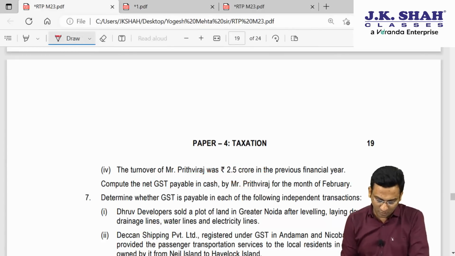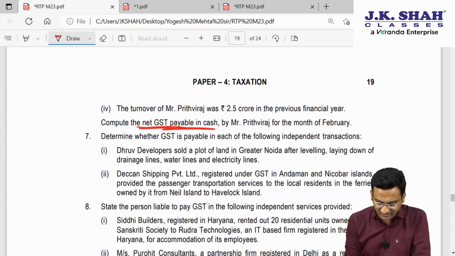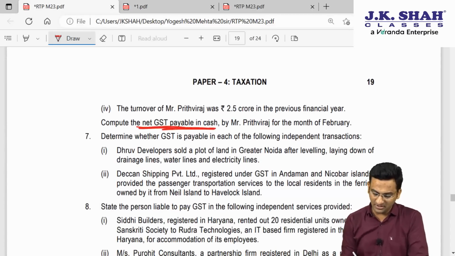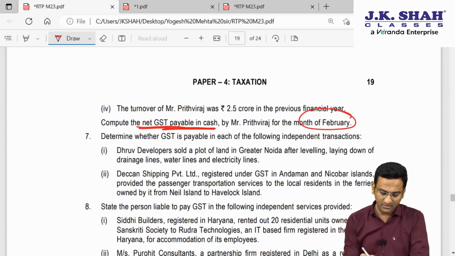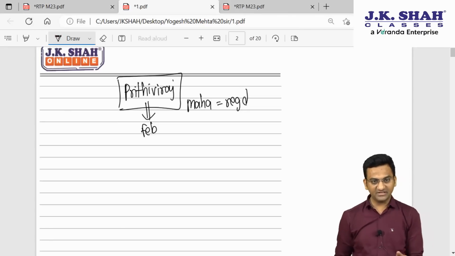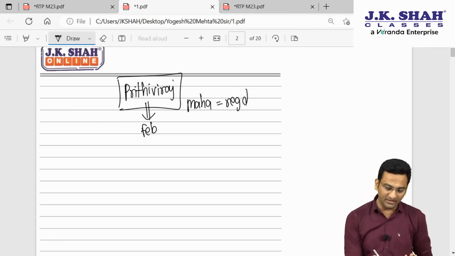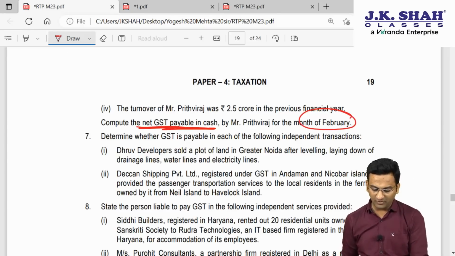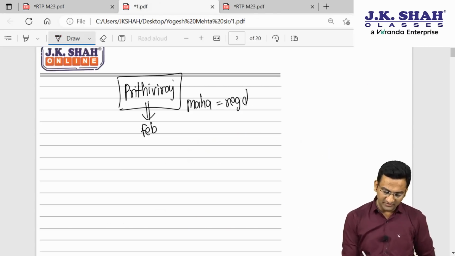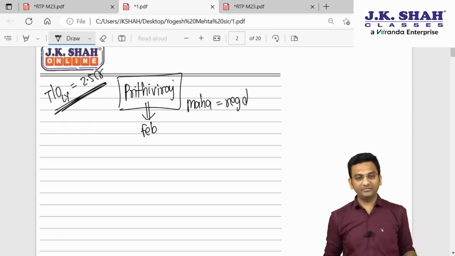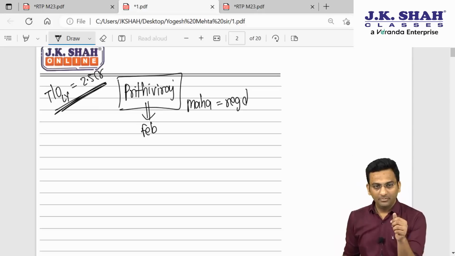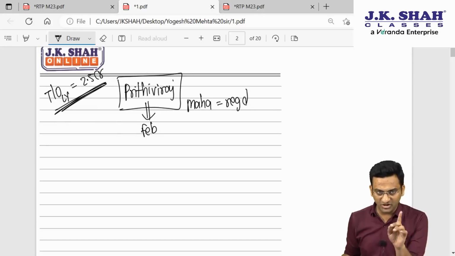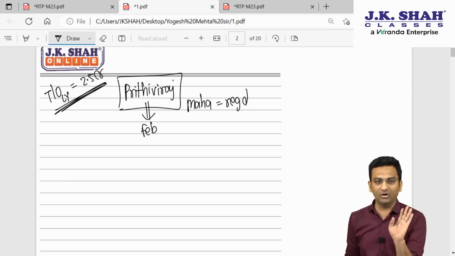And friends, what you have to do in this question is compute the net GST payable in cash, that is through the e-cash ledger, by Mr. Prithviraj for the month of February. So the question is of Mr. Prithviraj. He is registered in the state of Maharashtra. The question is of the month February, and his turnover of the preceding financial year was 2.5 crore. So these basic details are given, friends.